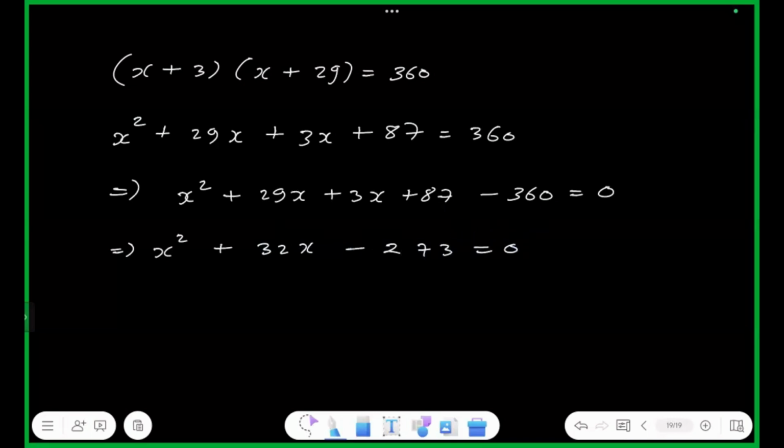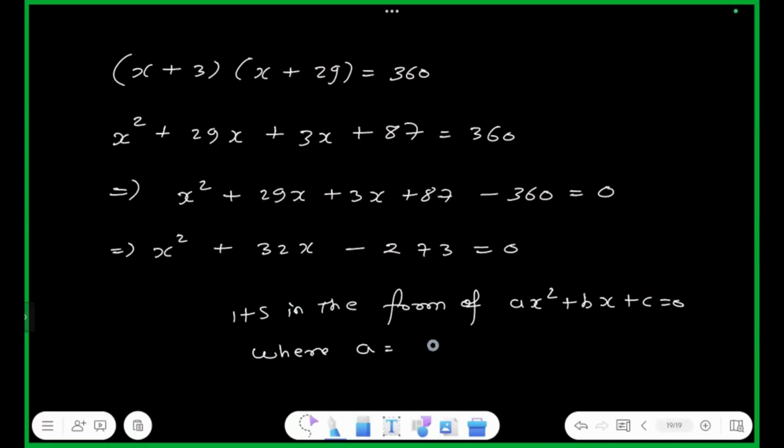So we made the given situation in the form of ax square plus bx plus c is equal to 0, where a is equal to 1, b is equal to 32, and c is equal to what? Minus 273. Hence, it's a quadratic equation.